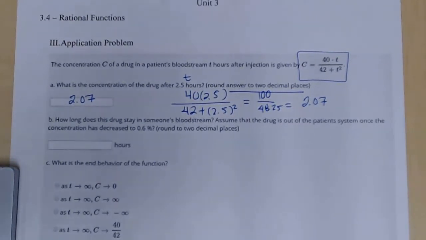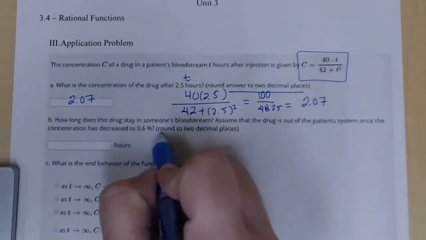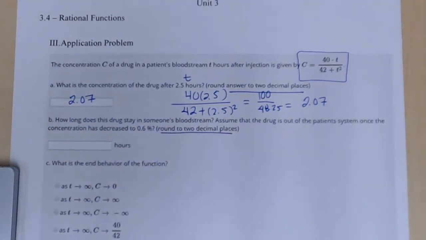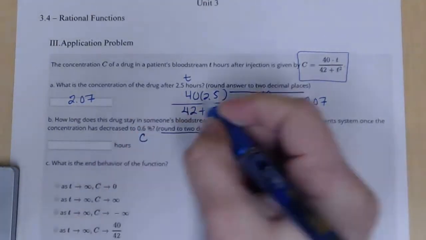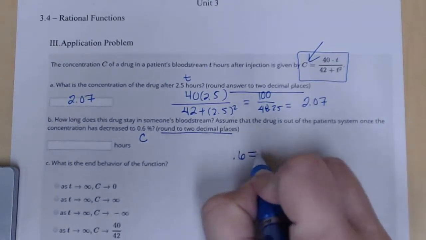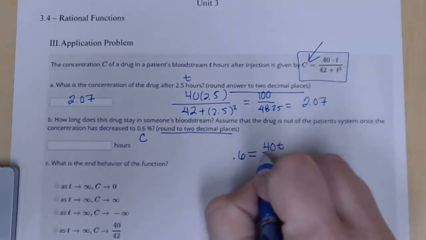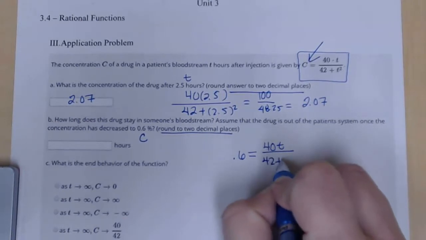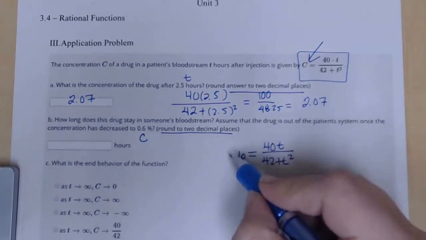Next part says, how long does this drug stay in someone's bloodstream? Assume that the drug is out of the patient's system once the concentration has decreased to 0.6%. Round to 2 decimal places. So that means I'm probably going to have to use my calculator. It's not going to work out to nice 2s and 4s. And so notice that's my concentration, that's what it's equal to. So I'm going to say 0.6 is equal to 40t over 42 plus t squared, and I'm going to solve for this.